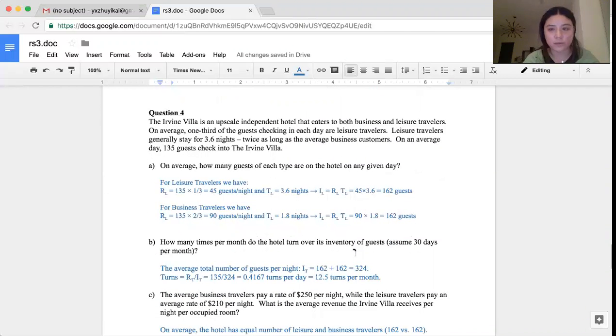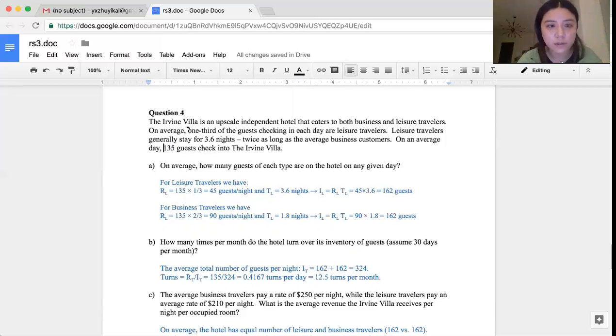Okay, so let's look at question D. Question 4. The Urban Villa is an upscale independent hotel that caters to both business and leisure travelers. On average, 1/3 of the guests checking in each day are leisure travelers. Leisure travelers generally stay for 3.6 nights, twice as long as the average business customer. On an average day, 135 guests check into the Urban Villa.